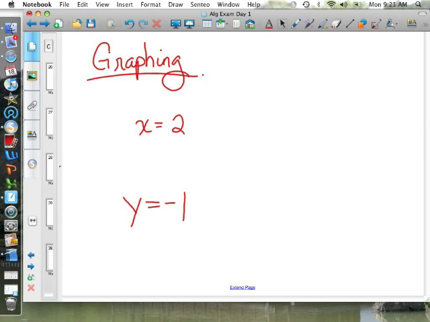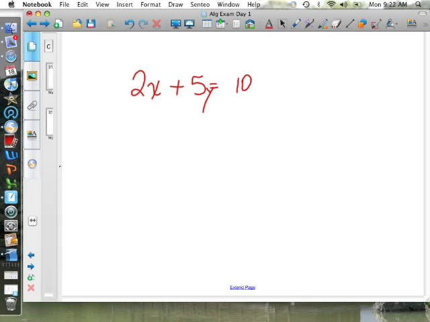What kind of line is this? Vertical line going through the x-axis at 2. This is a horizontal line going through the y-axis at negative 1. If you were asked to graph this line, you must first put it in what? Y equals mx plus b form.